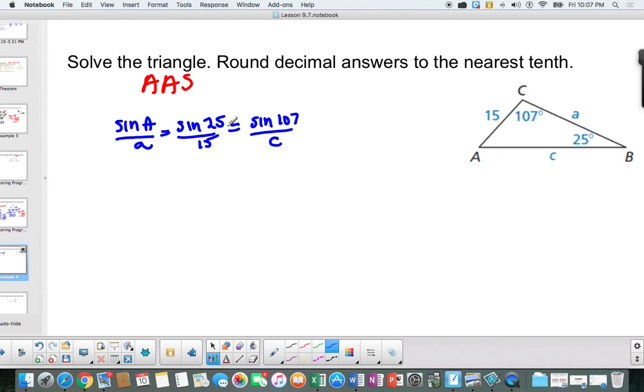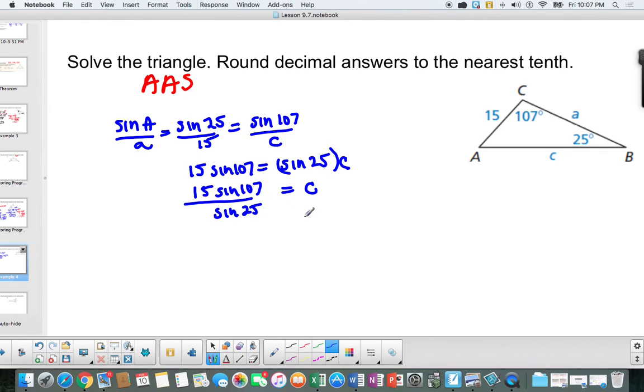Okay, so with these two, I think I'm going to solve this one right here because I'm just looking for C. So I'm going to cross multiply. 15 times the sine of 107 is equal to the sine of 25 times C. So C is equal to 15 sine of 107 all over sine of 25. I'm going to put that in my calculator. And you notice I don't go to my calculator until everything's on one side. Let the calculator do the work. And so this is 33.9.